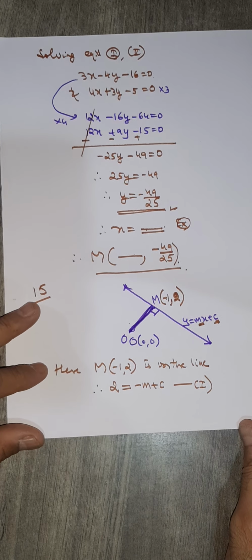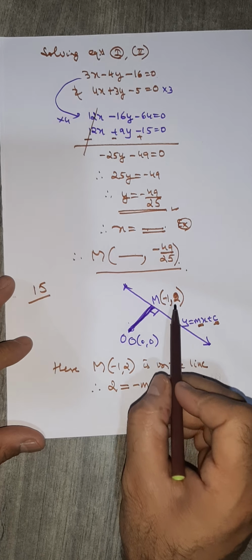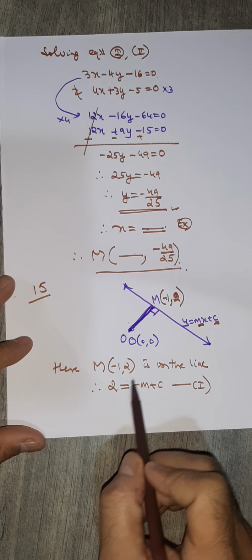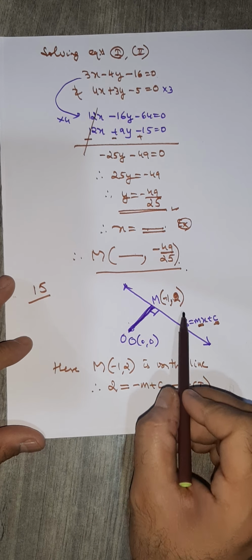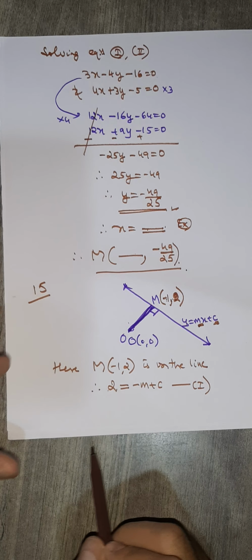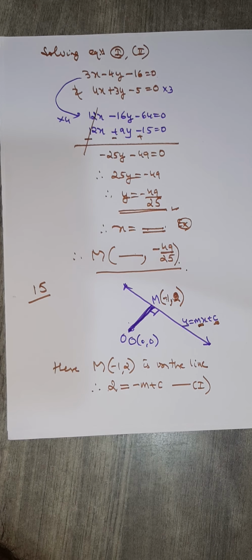The point is on the line, so it will satisfy the equation. X you can place as minus 1, and instead of y you will put 2. So 2 equals minus m plus c. Okay, so this is one equation. Can you recall what the other condition here will be? What should the other condition be?